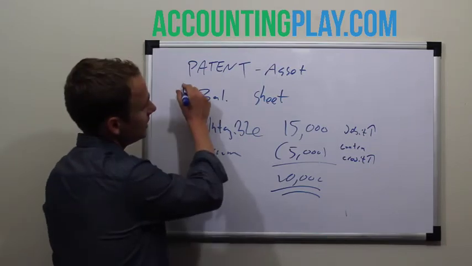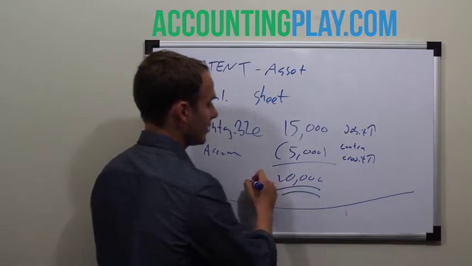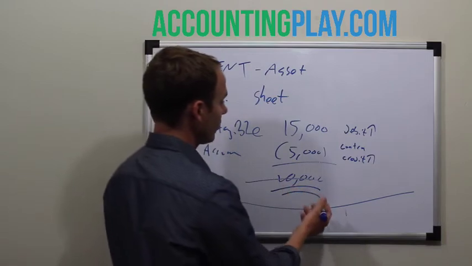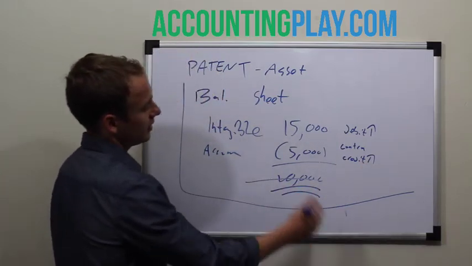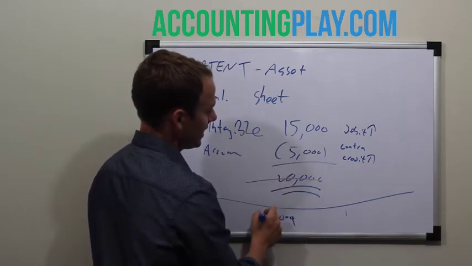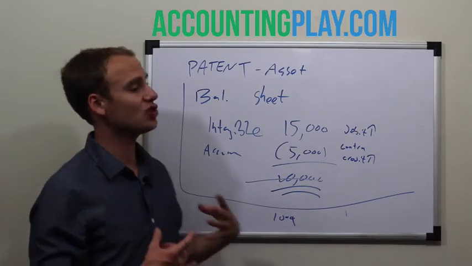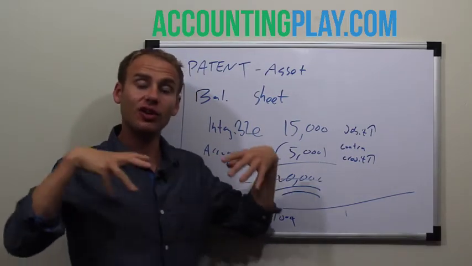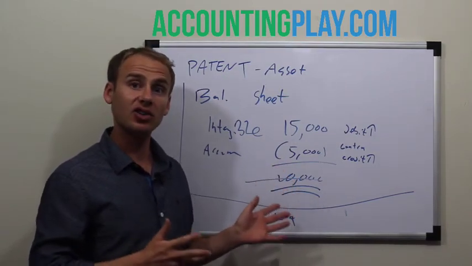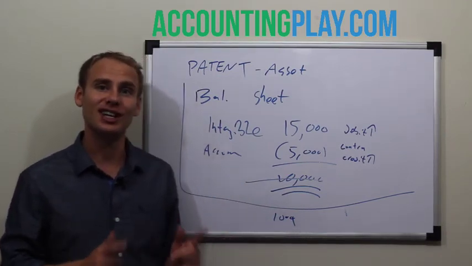Now, finally, if this thing becomes worthless, this $10,000 would be completely written off. And if you sold it, let's say you sold it for $100,000, for the 100K, you would have the difference between this 10K and the 100, which would be 90. So accumulated amortization is just the accumulation of all these expenses that have been adding up on the income statement and is showing up on a contra asset on the balance sheet, just like accumulated depreciation.